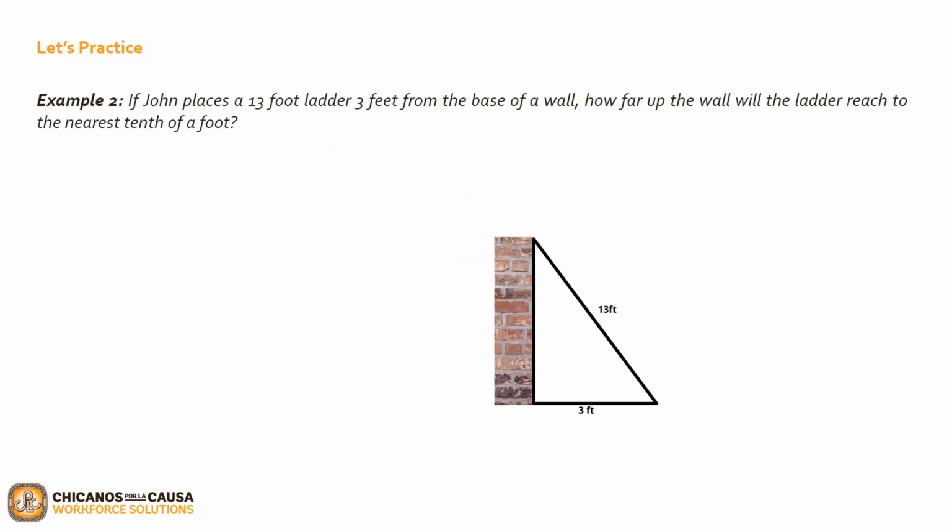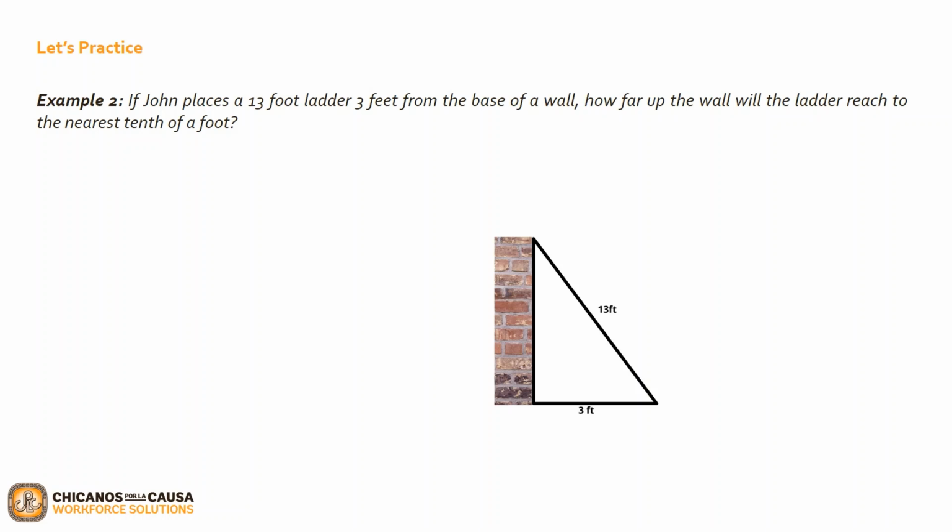Let's practice again. This time, let's use example 2. If John places a 13-foot ladder 3 feet from the base of the wall, how far up the wall will the ladder reach to the nearest tenth of a foot? So in this case, we are given the measurement of the length of the hypotenuse and the measurement of one leg.